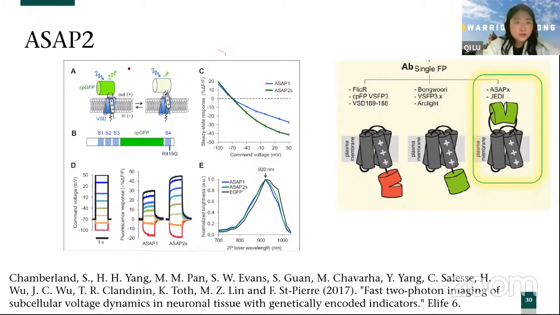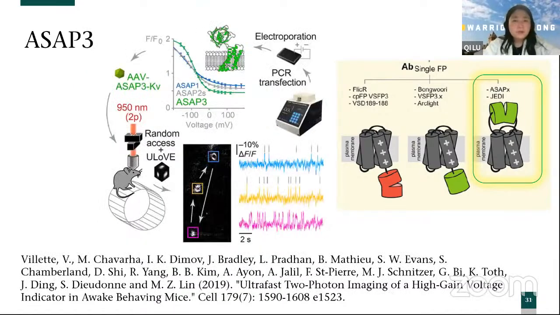Then in the second generation, the fluorescent protein is also located outside, SP3, and for this SP3, they use an AAV to transfect the neurons and can record the brain neurons' activity in awake and moving animal models.